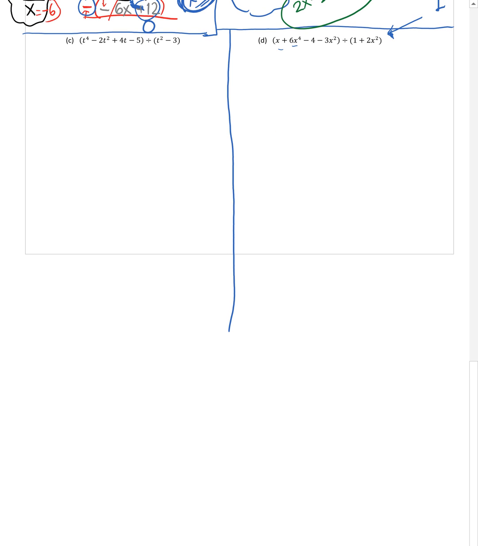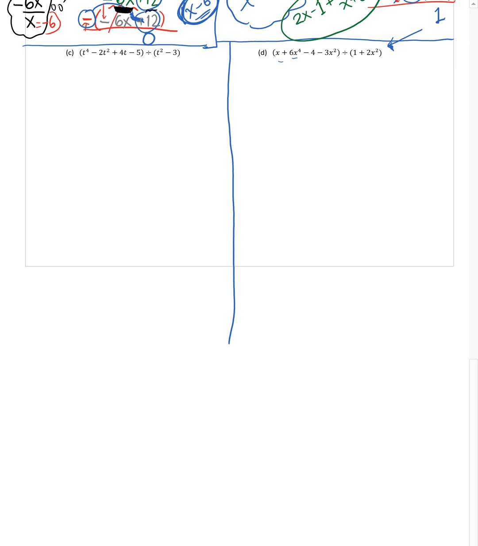Alright, let's try part C here. This one looks kind of interesting. We got some t's. That's kind of fun, huh? t to the 4th minus 2t squared plus 4t minus 5. Before I even do anything, just so you notice, this is missing a power between the highest power, which is a 4, and the lowest power, which is a 0. I don't see a third power. But I see every other power: a 4th power, a 2, a 1, and a 0. I'm missing a third power.